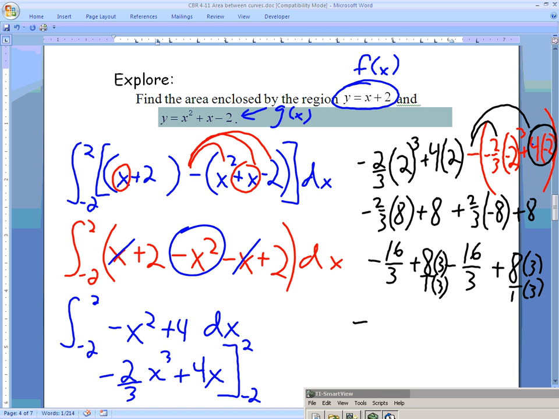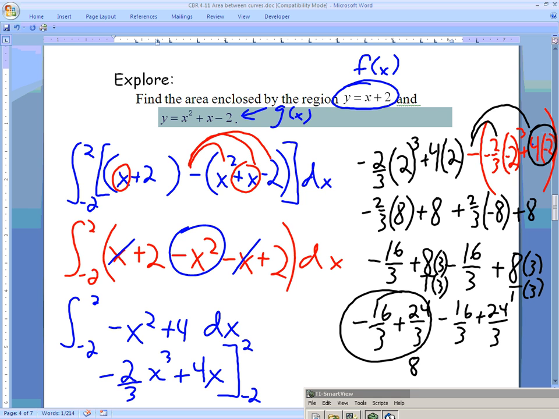So I end up with negative 8/3 plus 24/3. And minus 8/3 again, plus 24/3 again. 24 minus 8 gives me 16/3. And I have another 16/3 right here, which leaves me with 32 thirds units squared, and that is my area between the regions.